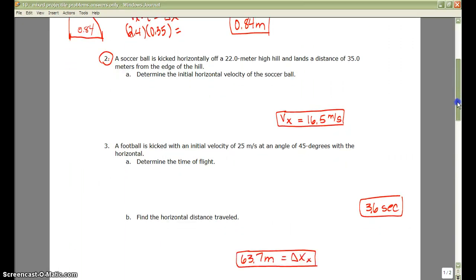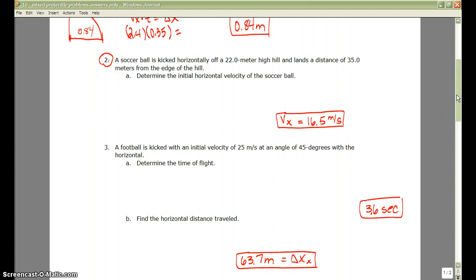All right, let's look at number 2 now. We're kicking a soccer ball. It gives us that it's kicked horizontally. So automatically, from the previous problem, what does that mean about the velocity of the ball? That means that all of the velocity is in the x direction. When we solve for this velocity down here, which we have the answer for, we are solving as if all of our velocity is kicked straight horizontally off of that 22-meter high hill.